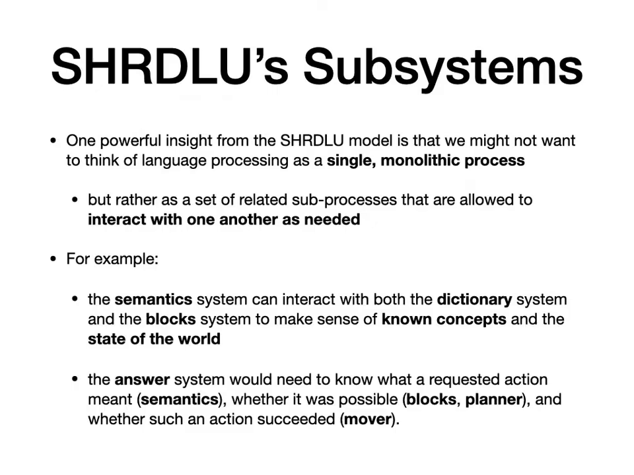The most powerful insight here is that this is not thinking of language as a single monolithic process that is perfectly linear. It's thinking of it as an interconnected set of sub-processes that can all interact with each other. That's much more brain-like than the classic, straight up and down information processing approach. So the semantics system, for example, can interact with both the dictionary system and the block system to make sense of known concepts from the dictionary, but also the state of the world from the blocks. So semantics might need to say, oh, they are pointing at the block. Well, what can that possibly mean? Oh, there's only one block, so it must be that one. That kind of thing, right?